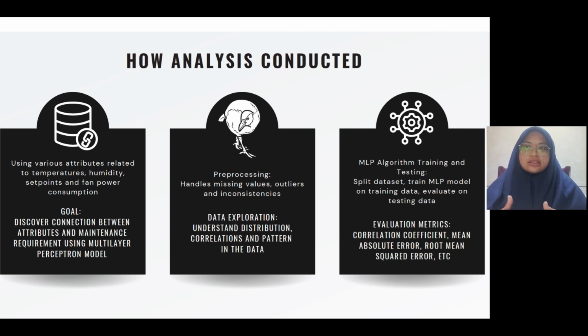Second, the preprocessing process: handle missing values, outliers, and inconsistencies in the data. The data exploration is to understand the distribution, correlation, and patterns in the data. Finally, MLP algorithm training and testing. We split the data set, train the MLP model on training data, and evaluate on testing data. The evaluation metrics that we use are the correlation coefficient, mean absolute error, and root mean squared error.